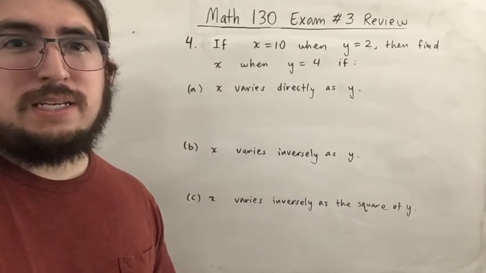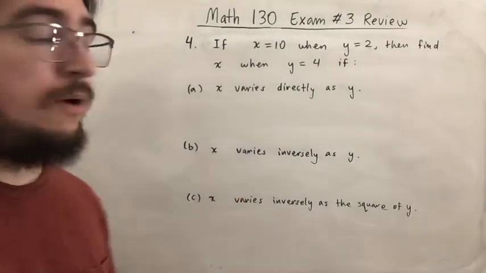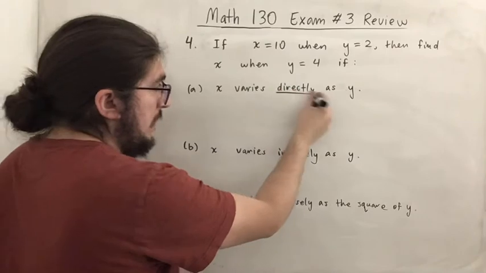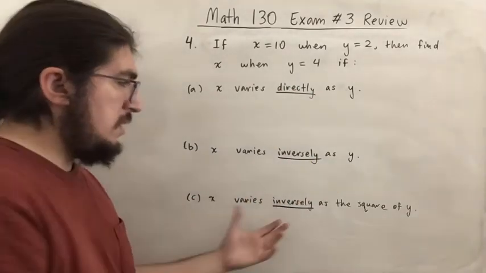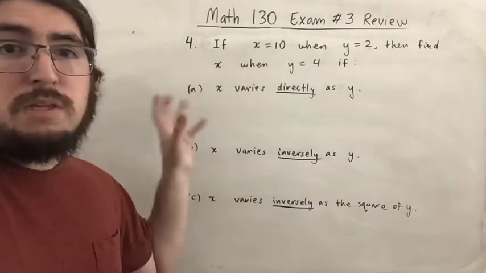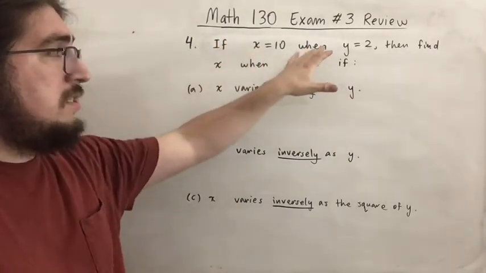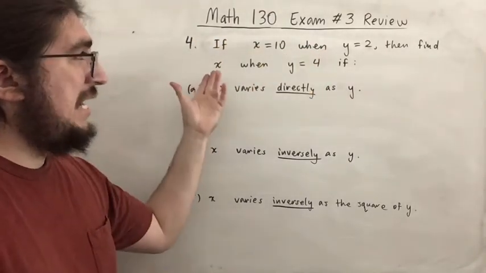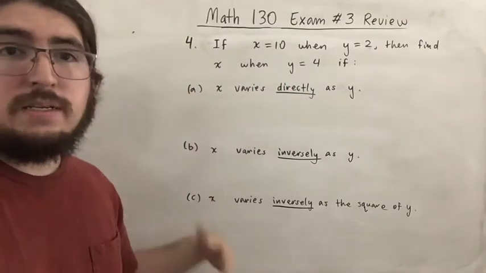This is kind of direct and straight to the point as far as the definitions of direct and inverse variation go. So here we have x and y vary directly, x and y vary inversely. Here's also inverse, but we have to deal with a different bit of wording, which we'll get to in a second. But what the question actually specifies here is that if x is 10 when y is 2, then we must find x when y is 4 if the following different cases occur.